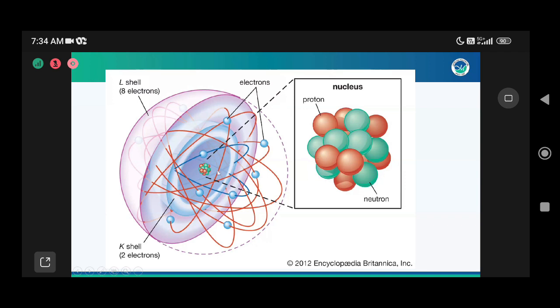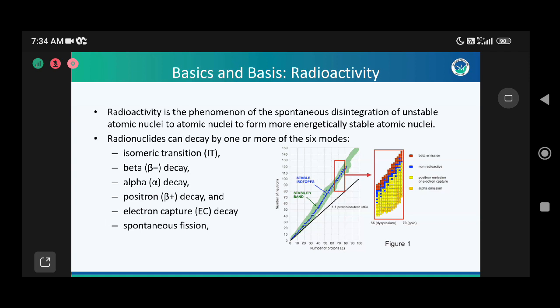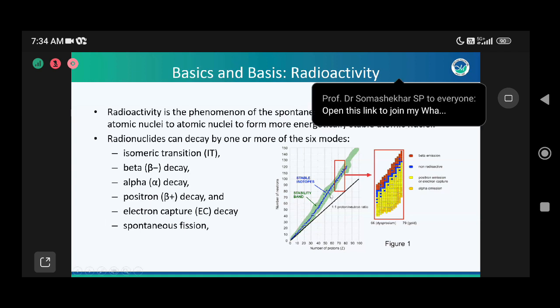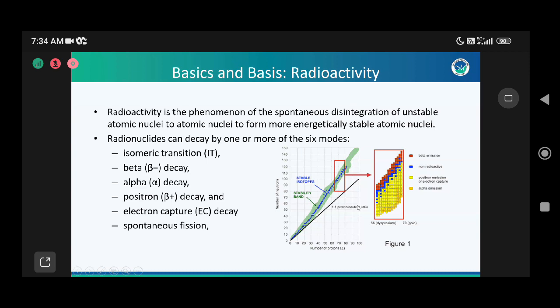This is a normal atom, in which there is a nucleus which has protons and neutrons, and the surrounding ones are electrons. An atom is stable if the forces among these particles are handled well. It will become unstable when these forces are unbalanced. Instability of the atom's nucleus may result from an excess of neutrons or an excess of protons. Based on the number of protons and neutrons, there is a band called the proton-neutron ratio band, in which atoms with specific numbers of protons and neutrons are stable. If there is an excess of protons or neutrons, it will become unstable.